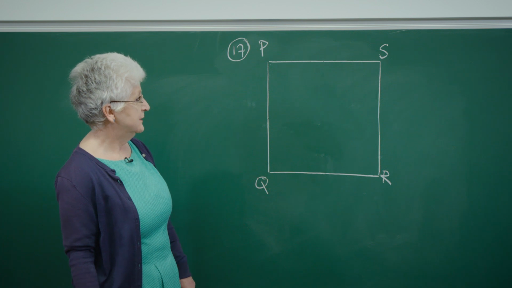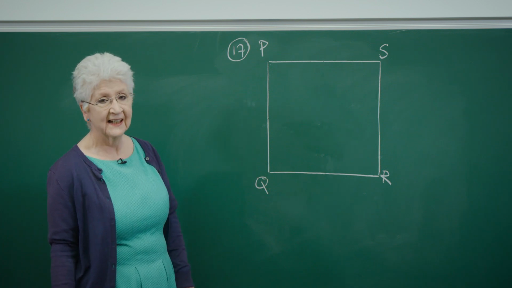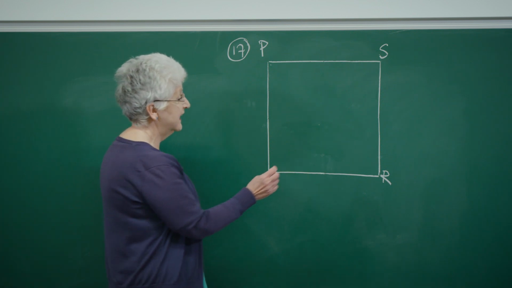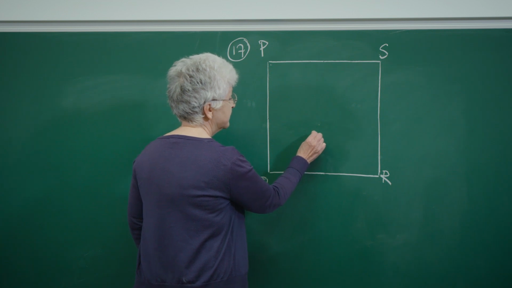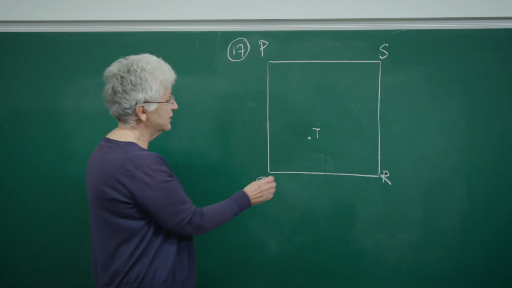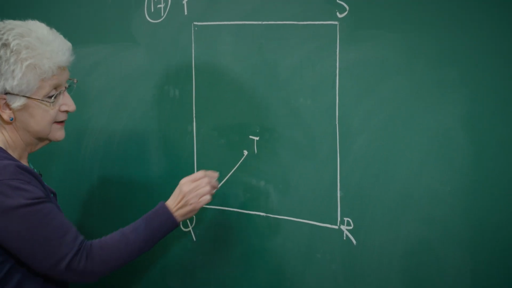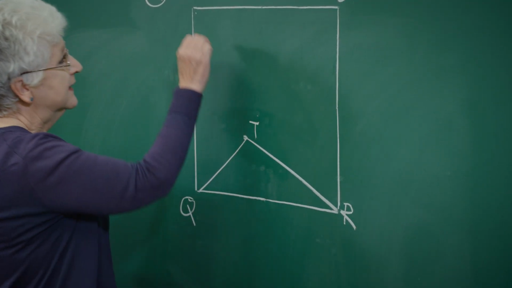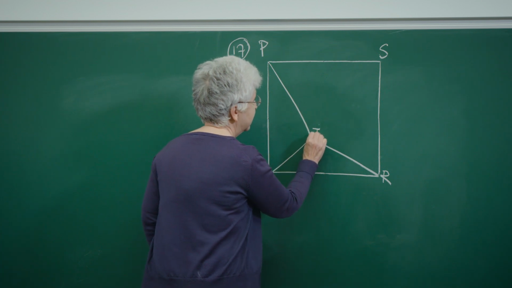If we look at this square PQRS, I'm going to put the point T anywhere inside this square. I'm not fussy where it goes. And I'm going to join up the triangles TQR and PTS.